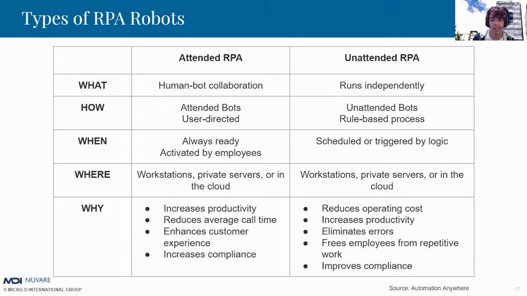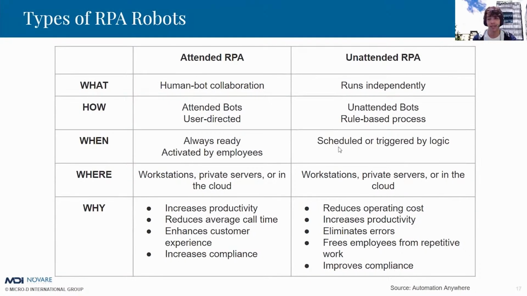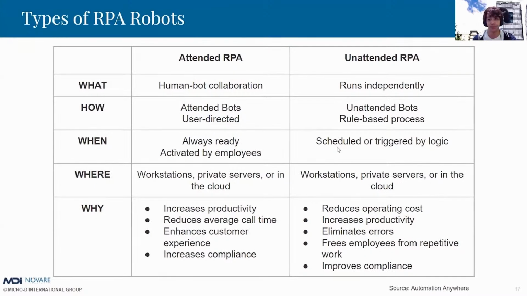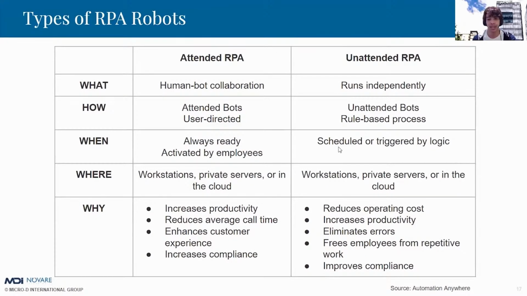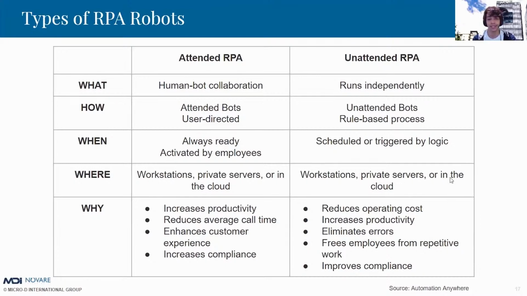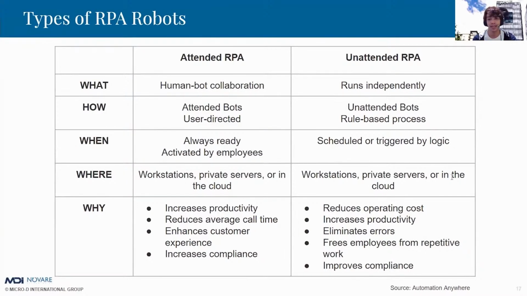The next is unattended RPA. In unattended RPA, unattended bots follow a rule-based process. Because of this, they work independently, and the rule-based process allows them to direct the process where they are needed. Some platforms have admins or RPA managers to manage the schedules, since unattended bots can be run by schedules. They are also in charge of the resources needed by these bots.